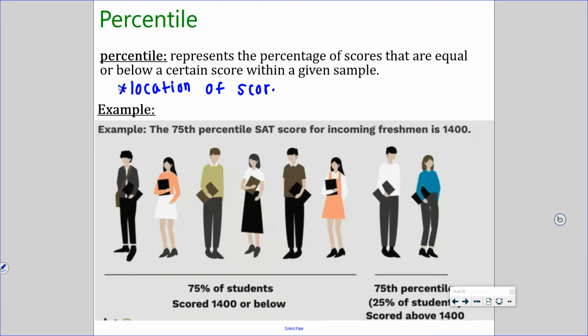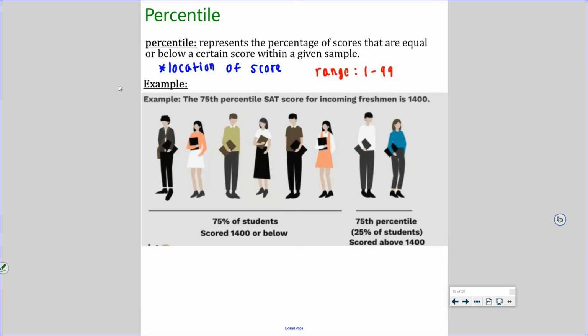And percentiles range from 1 to 99. The first to the 99th percentile. Okay, so I like this example. Oh, I should have found one more thing like the ACT because you guys don't take the SAT. But let's say the 75th percentile SAT score for incoming freshmen into some college is 1,400.